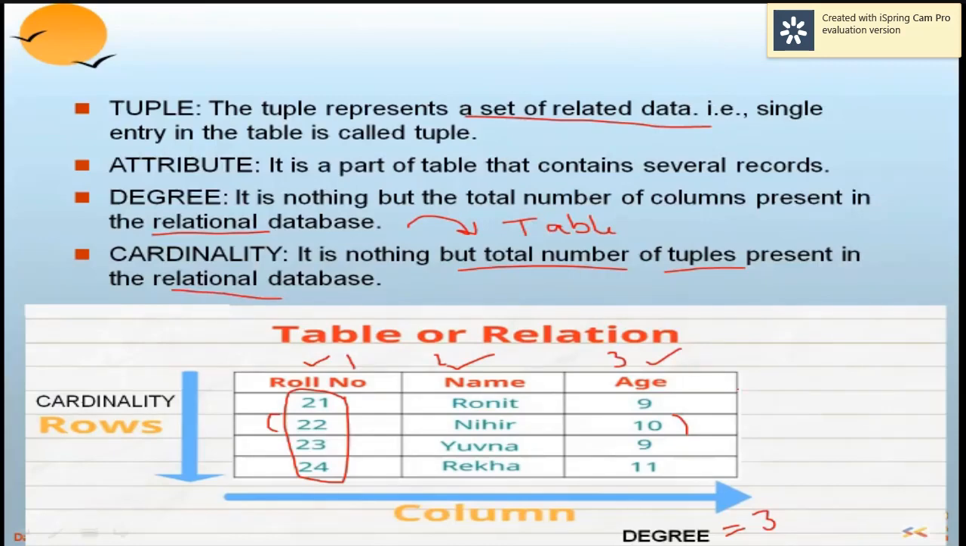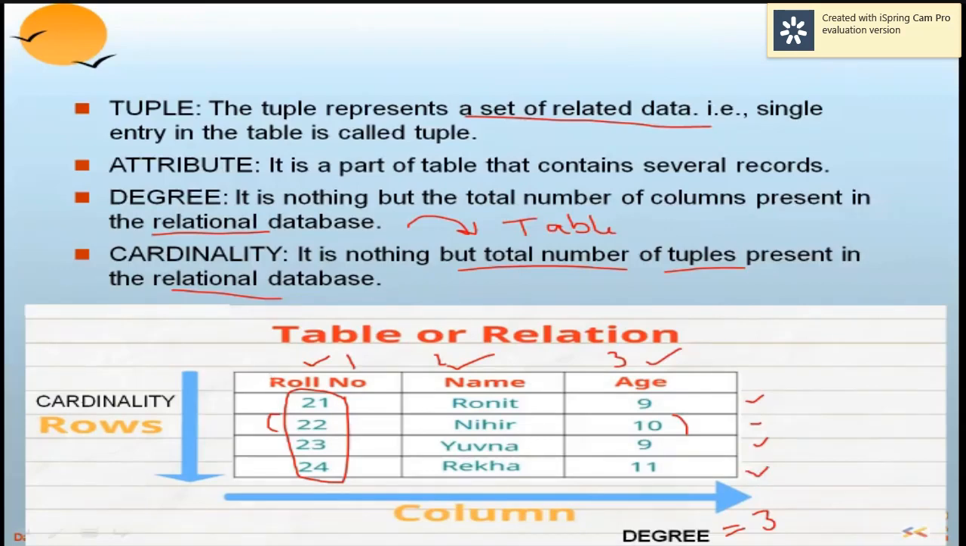What is meant by tuple? Tuple is otherwise called rows. So just count how many rows are present in this table. 1, 2, 3, and 4. So I have 4 rows present in the table.